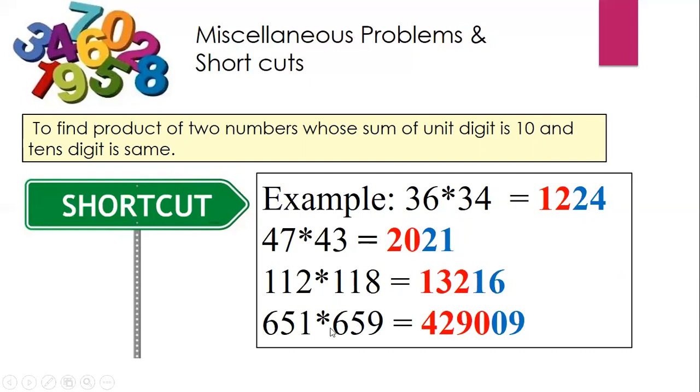Now 651 into 659. Since we know the unit digit 5 square, we can try this. It might be a little more time consuming than this, but we can try. 1 into 9 is 9, but since we want 2 digits, we take it as 09. Then 65 into 66. We know 65 square is 4225, so 4225 plus 65 will give me 65 into 66, which is 4290. So our answer will be 429009. You can try the same type of values on your own. Then only you will be able to increase your speed.